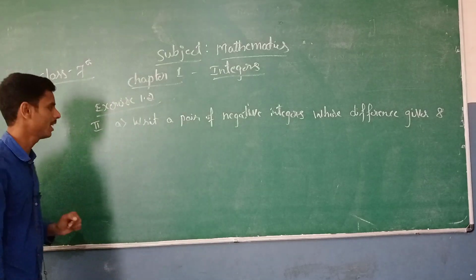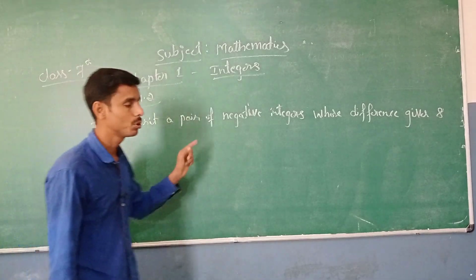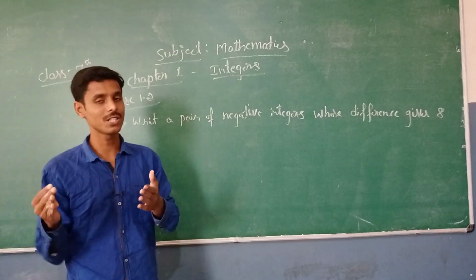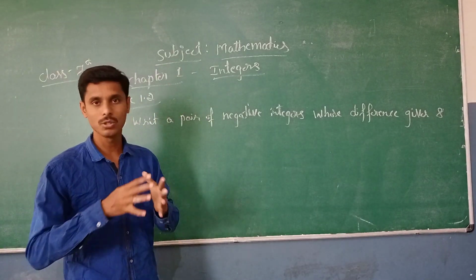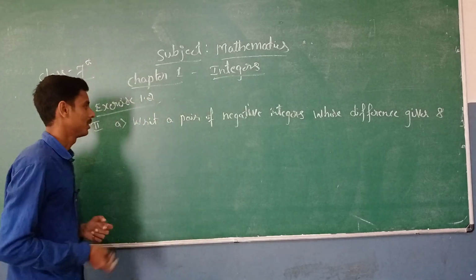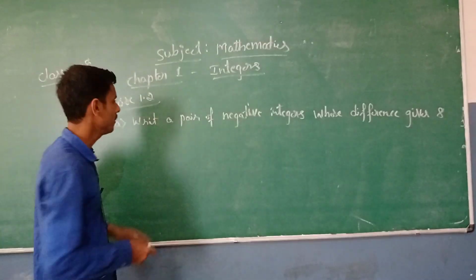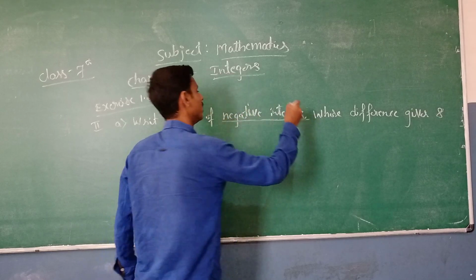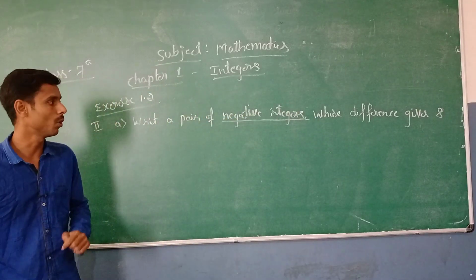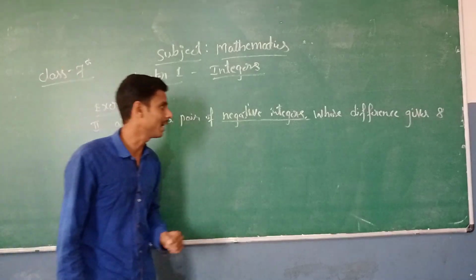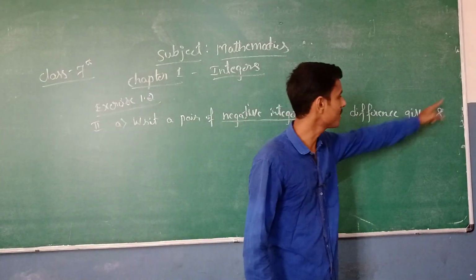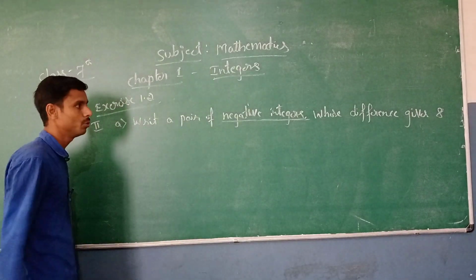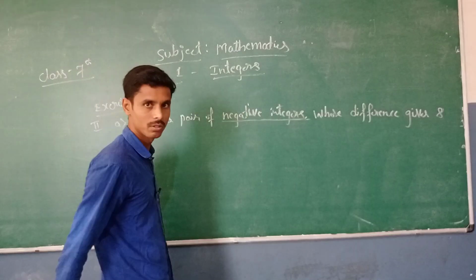In the first one there is no condition that you should write positive integers or negative integers, or one positive and another negative. There is no restriction. But here there is a restriction. What is that restriction? You have to write a pair of only negative integers. Both the integers should be negative, whose difference gives 8. So we will write two numbers whose difference is 8.